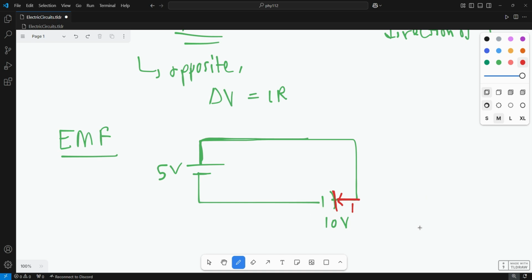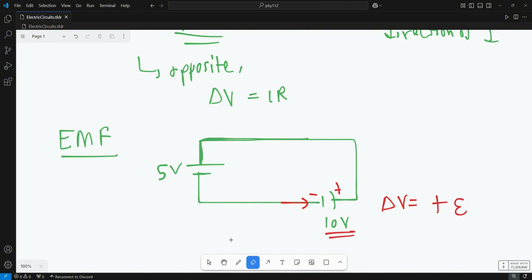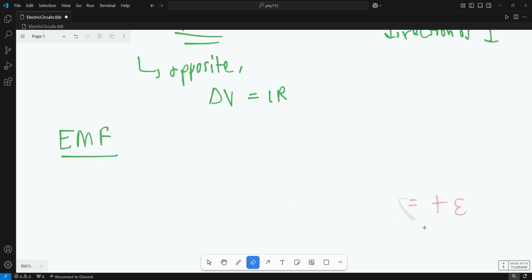Suppose we are going in the opposite direction, where we're jumping from negative to positive, which is potential uphill. The delta V will be plus the value of EMF, which is 10 volts in this case. So we have to keep all these things in mind when we use KVL in a closed circuit or loop.